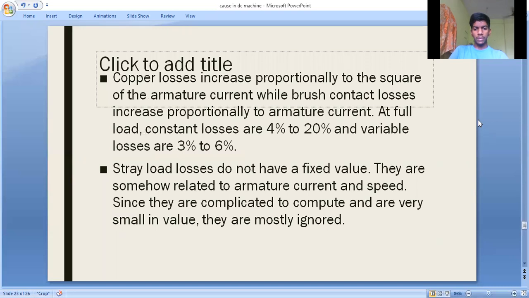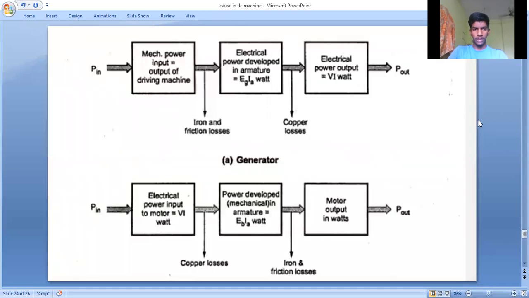Stray load losses are not having a fixed value. They are related to armature current and speed. Since they are difficult to compute and are very small in value, they are mostly ignored. See, this is the table. Mechanical power input is equal to electrical power output in the generator.